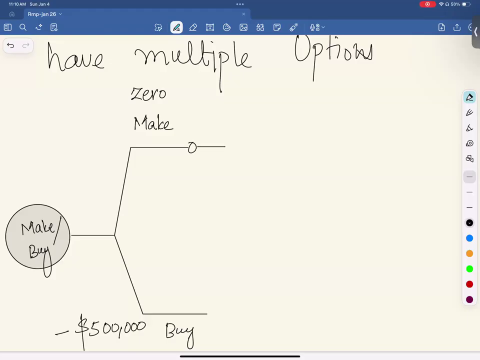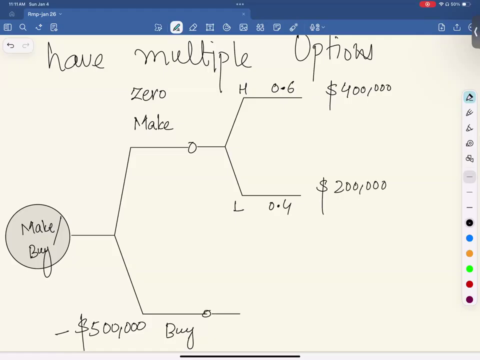If you make it in-house, there are two possibilities. One, you end up building a high quality product. Second, you end up building a low quality product. Probability: 60% chance you build a high quality product, 40% chance you build a low quality product. If you build a high quality product, let's say the revenue you will be getting is, I'm just writing a random number, $400,000. If you build a low quality product, let's say revenue is 200,000.